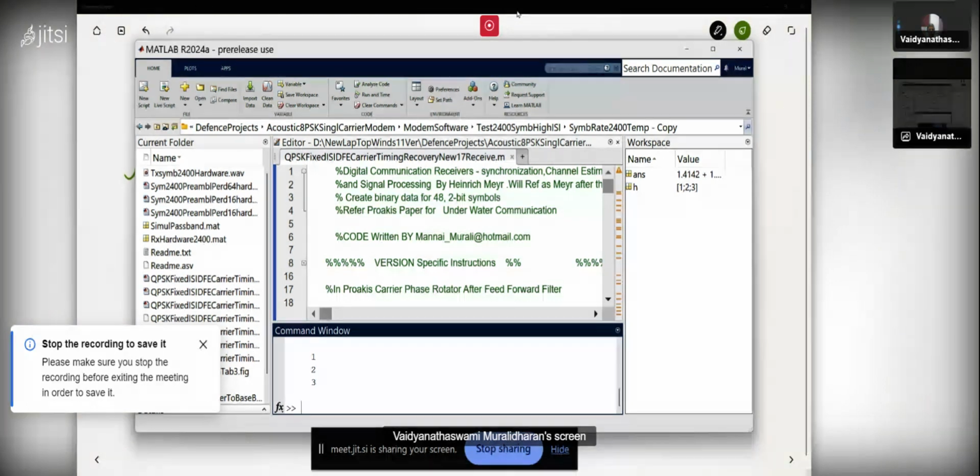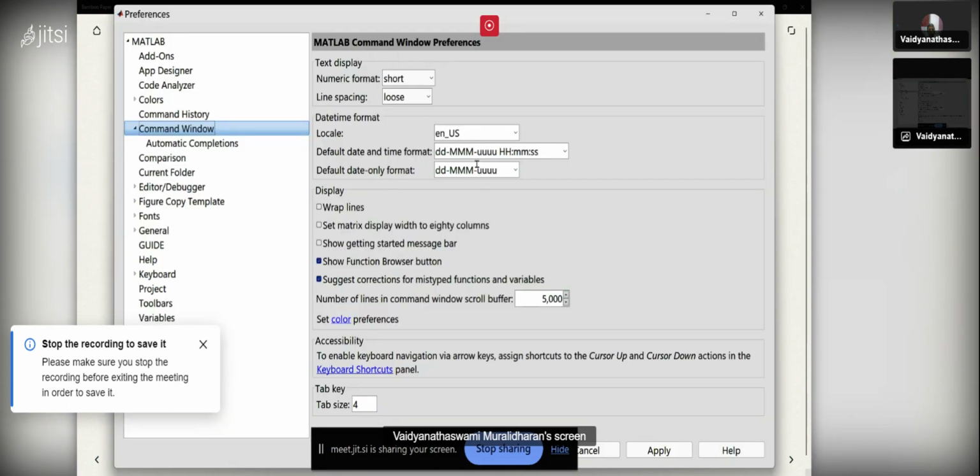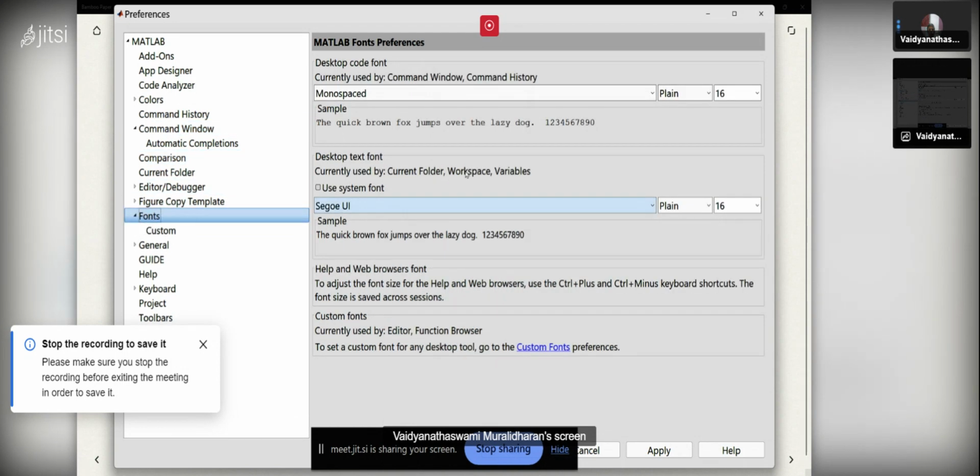I'll teach about the basic things. For example, here you go to the preference. You can choose the font size. Now 16 is chosen. You can have 22. If you want a bigger font, you can increase it.